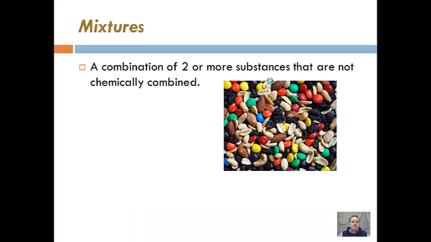A mixture is simply a combination of two or more substances that are not chemically combined. Good old trail mix here is a good example. We got M&Ms, we got peanuts, we got all different sorts of stuff that are combined, but they're not chemically mixed together. They're separate. So that's a good example of a mixture.